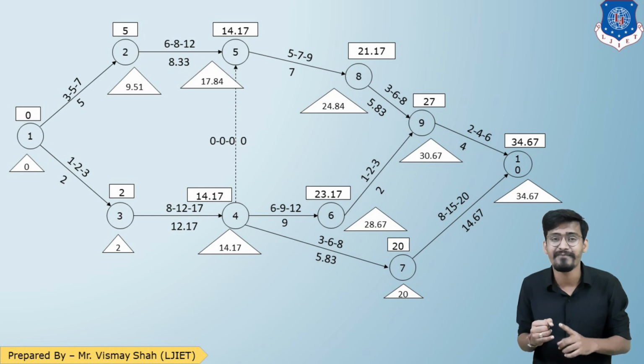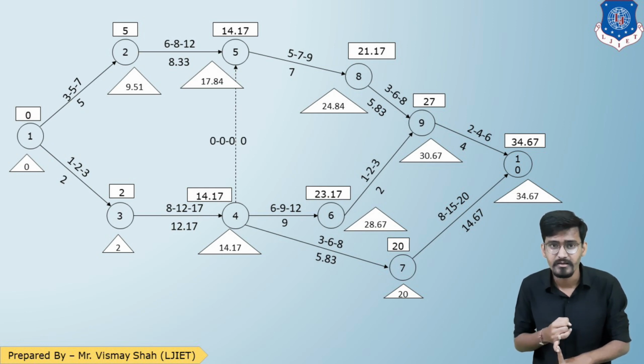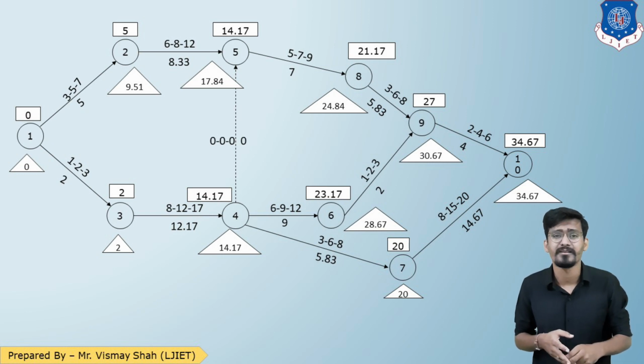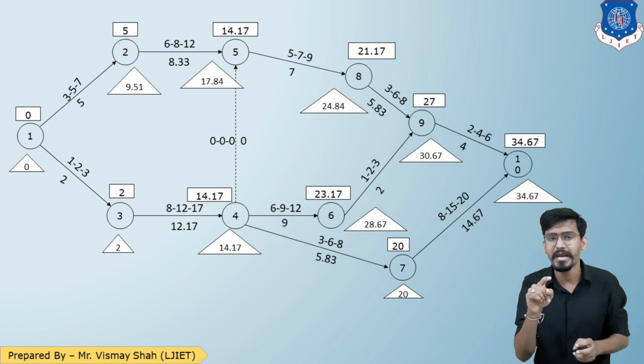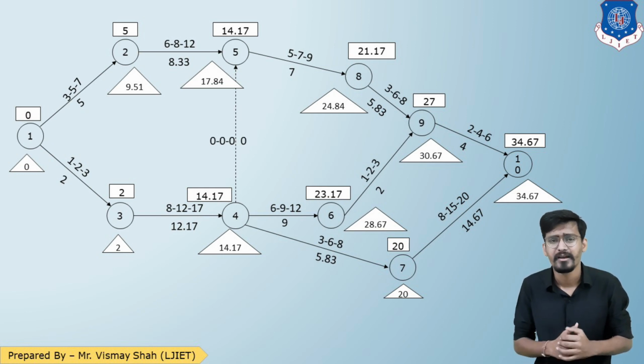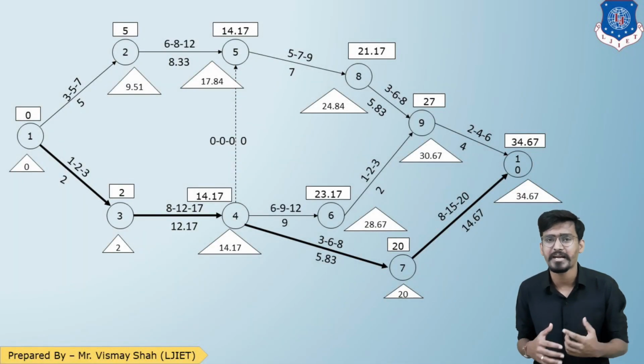So we can say that events number 1, 3, 4, 7, 10 are critical. So the connecting parts 1-3, 3-4, 4-7, 7-10 will be critical. So let us highlight that. So here is the highlighting of the critical path.